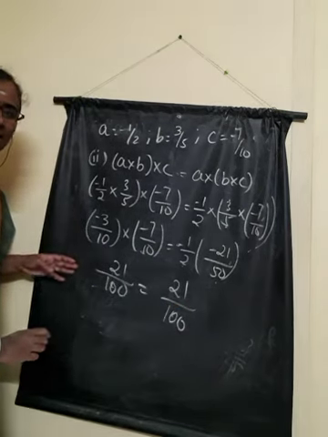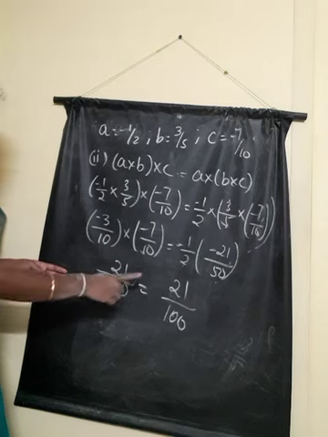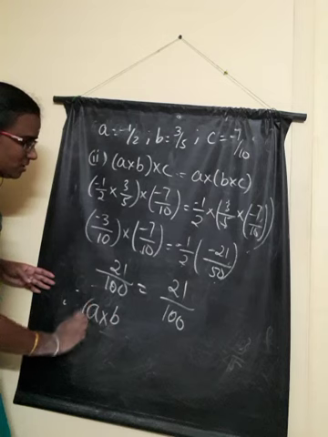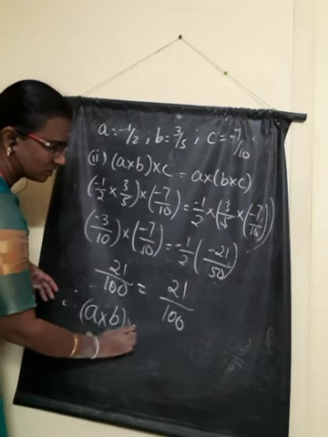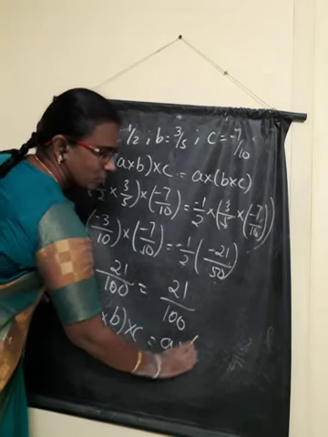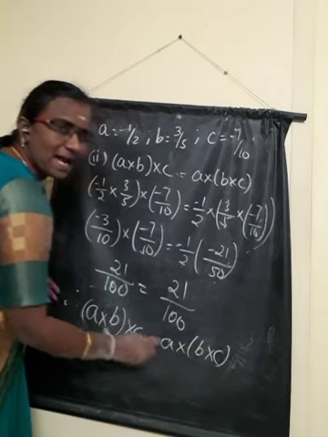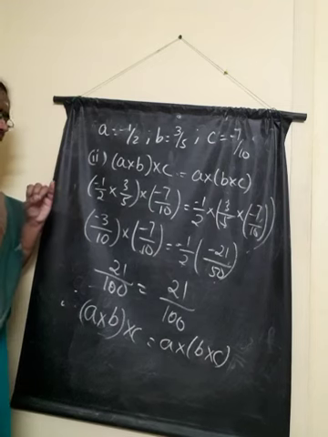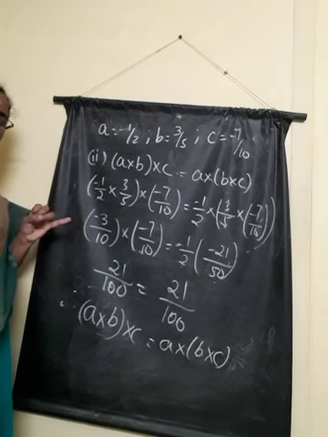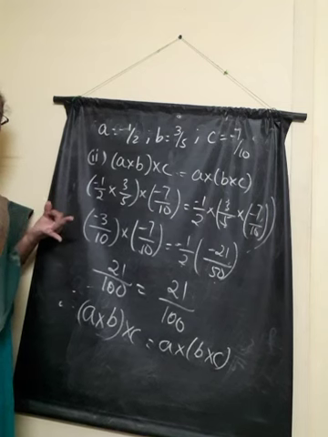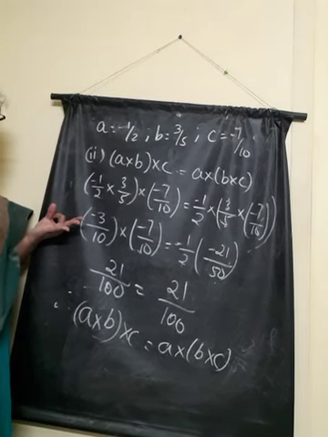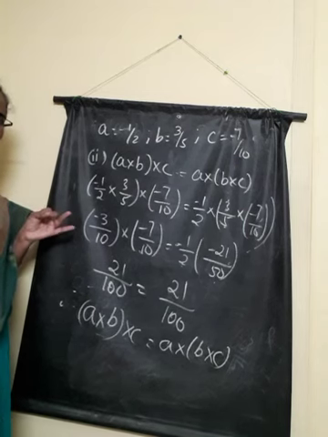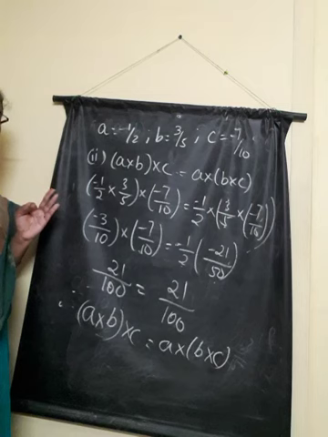So both the sides are equal. 21 by 100, here also 21 by 100. Therefore A into B into C is equal to A into B into C. So the rational numbers satisfy this property. Now we have learned up to these three properties: the closure property, the associative property, then the commutative property. So rational numbers satisfy the closure property, associative property as well as commutative property.